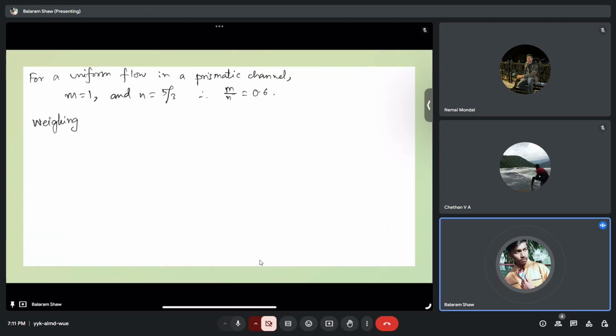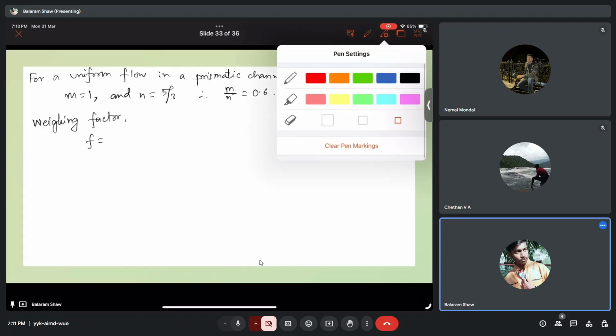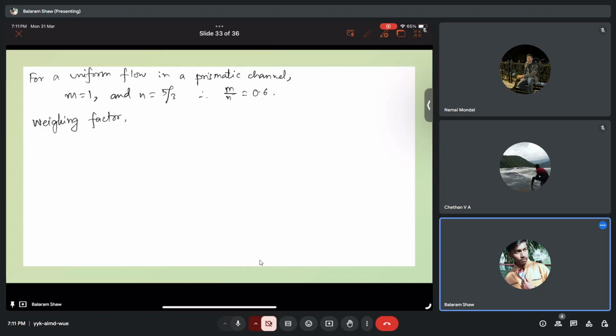And you see the weighing factor here, that is X. If the storage is a function of outflow only, that is in the case of reservoir routing, then X will be equal to 0. However, for natural streams, X will naturally vary from 0 to 0.4.